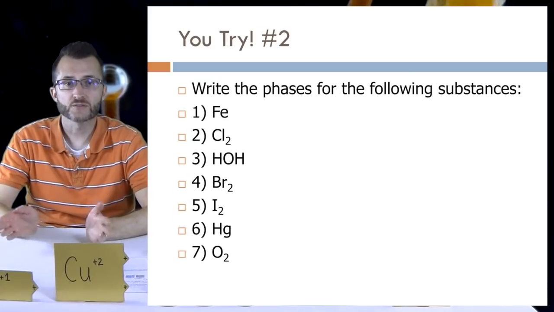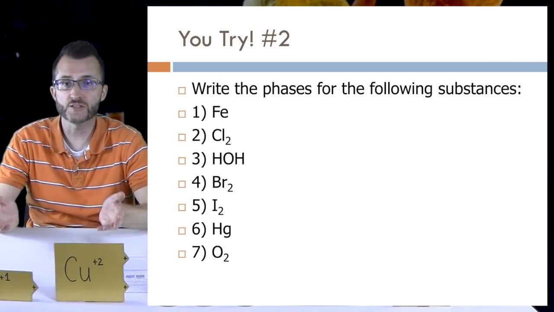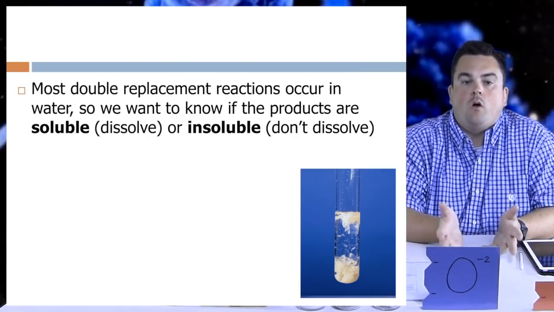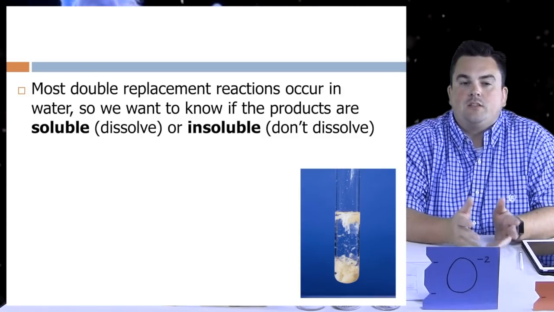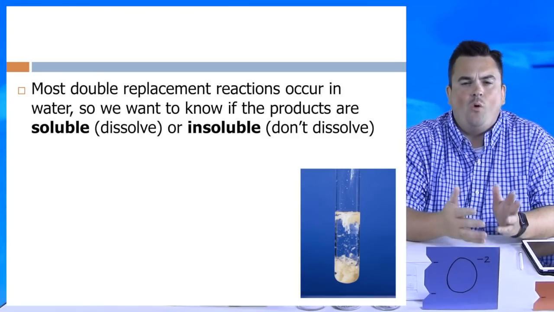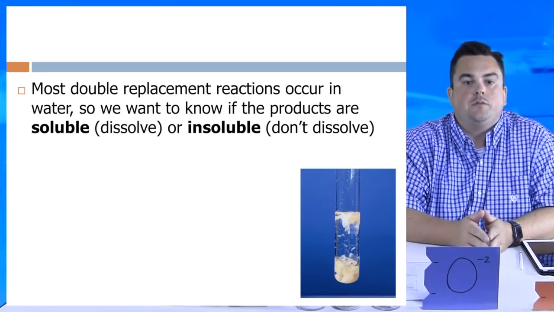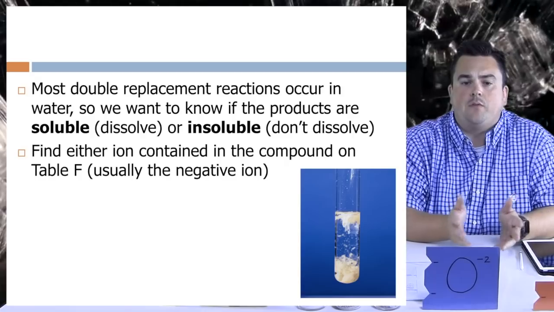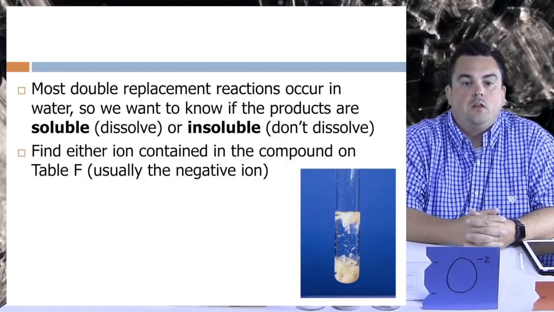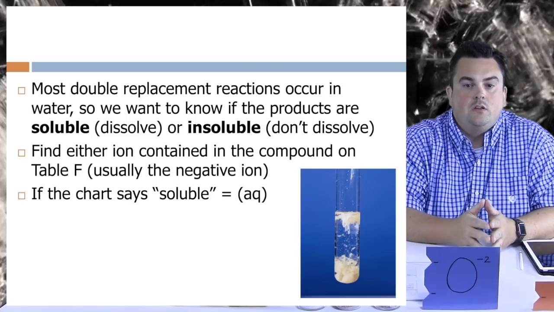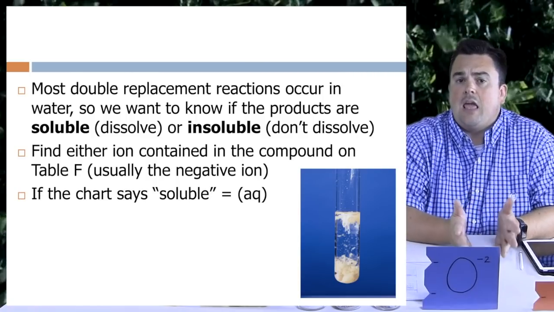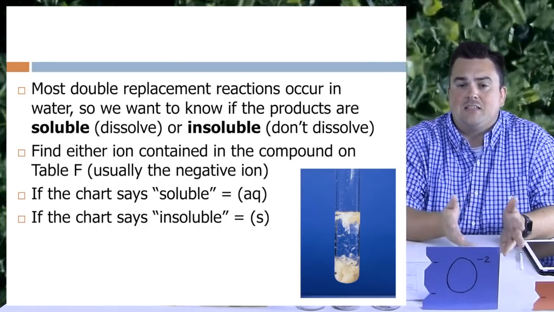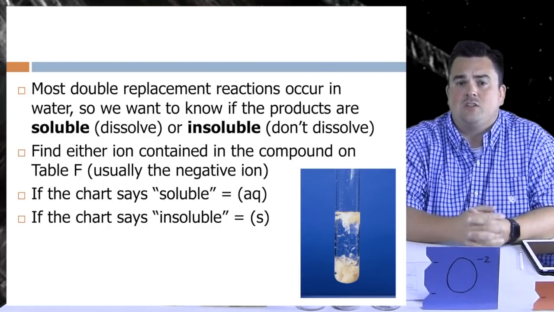You try number 2. Write the phases for the following substances using the rules that were just explained. Most double replacement reactions occur in water, so we want to know if the products are soluble, which means they dissolve, or insoluble, which means they don't dissolve. Find either ion contained in the compound on table F. It's usually the negative ion. If the chart says soluble, it's going to be AQ, and that stands for aqueous. If the chart says insoluble, that's going to be S, which stands for solid because it did not dissolve.